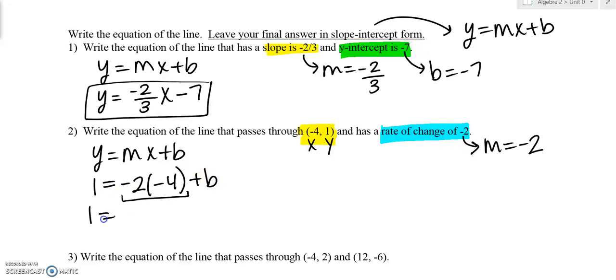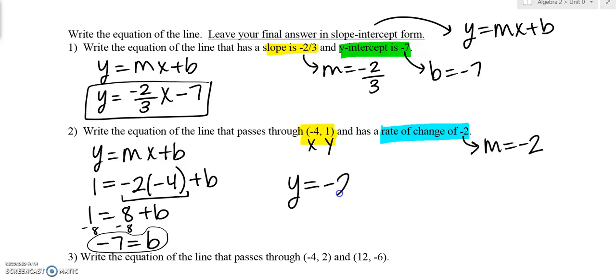I'm going to multiply -2 times -4, and I get +8. Now I want to subtract 8 from both sides, and I end up getting that b is equal to -7. I'm going to circle that because that's very important to me. b is equal to -7. I knew m. Now I found out what b is, so I'm going to write those into my equation. So I have y equals -2x minus 7. This right here used to be an m, and this right here used to be a b. And there is my equation.